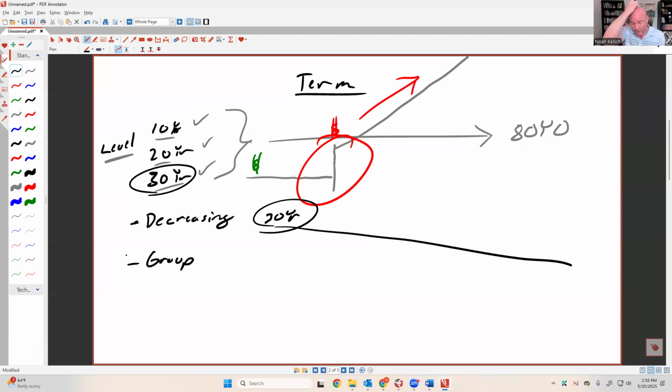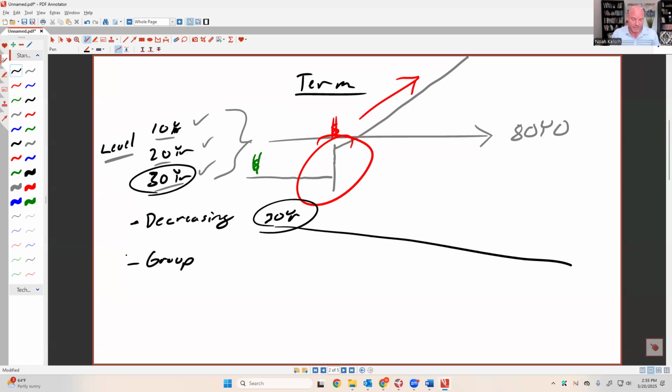Now, another type of term policy is group, and the reason I say group is a term policy is because, generally speaking, when you sever with the company, when you quit or get fired from the company, you also lose that coverage. So your policy is good until the day you sever service with the company, and then your coverage is gone at that point in time.